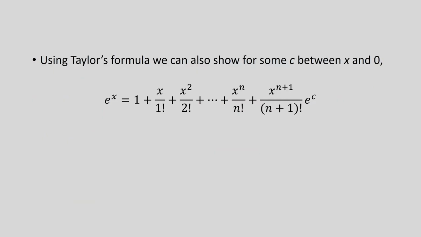Taylor's formula can also be used to show, for some c between x and 0, that e to the power x is given by 1 plus x divided by factorial 1 plus x squared divided by factorial 2 plus dot dot dot plus x to the power n divided by factorial n plus the correction term or the error term, x to the power n plus 1 divided by (n plus 1) factorial. So, e to the power x can be found out through this Taylor's formula as well.